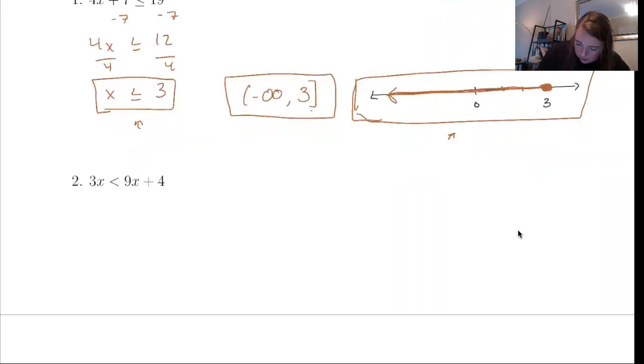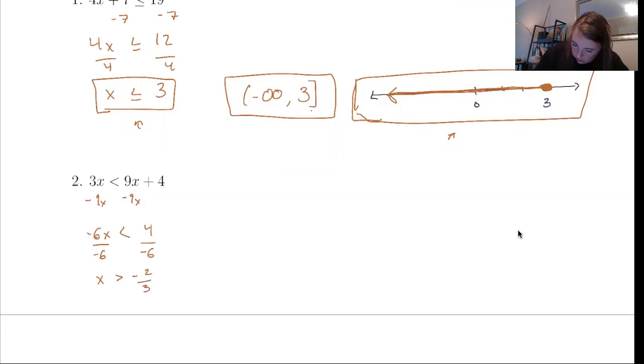So I can subtract 9x from both sides. Choose which side has things with x in it and things not with x. So minus 9x gives me negative 6x less than 4, and then I divide each side by negative 6. When I divide by negative 6, it's going to be x is greater than negative 2/3.